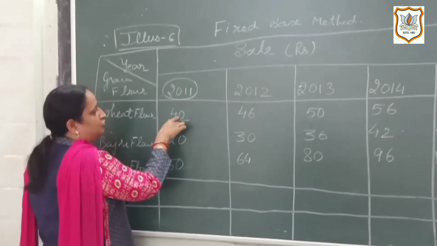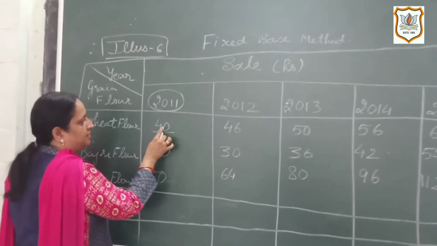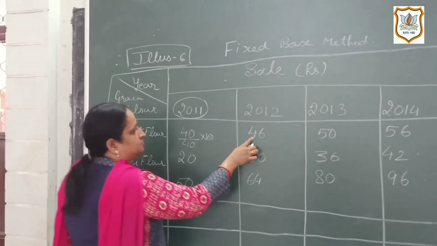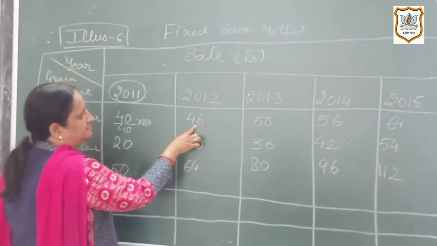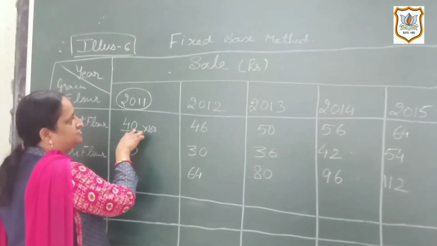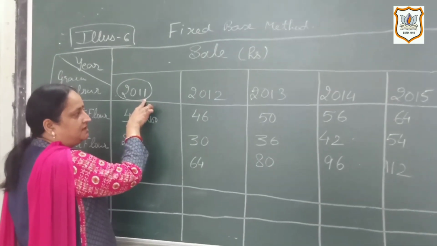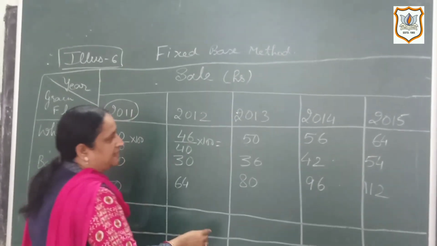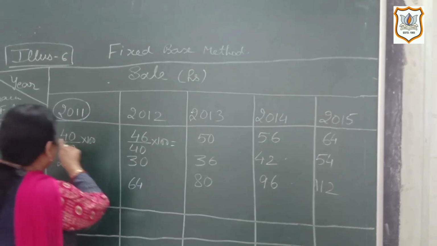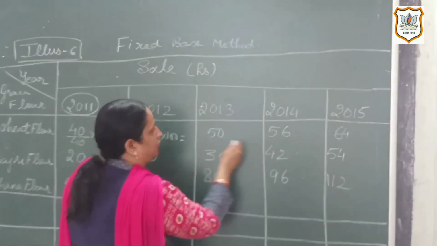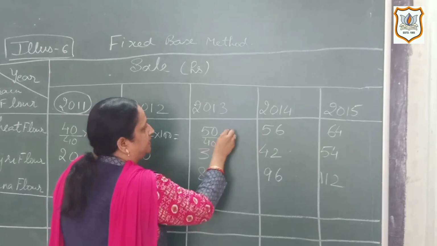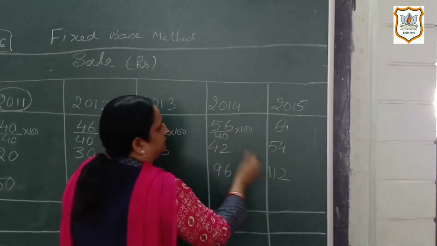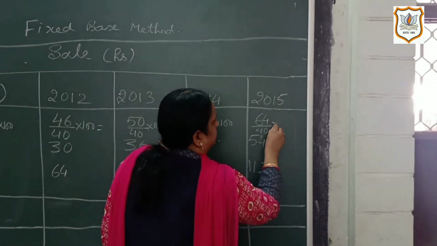For this one, 40 is the price. Base is also 40. So you will have 40 upon 40 into 100. This one, if you see, 46 is the price. Base price is 40 we have to take because base year is 2011. So you will have 46 upon 40 into 100. That means all these prices of the wheat flour have to be divided by 40. So 50 upon 40 into 100, 56 upon 40 into 100, 64 upon 40 into 100.